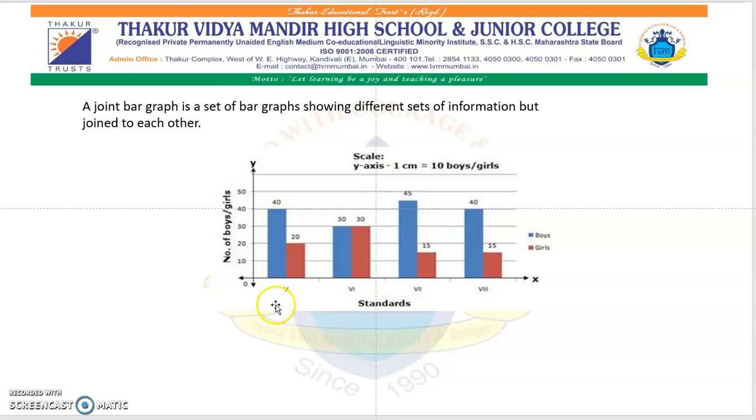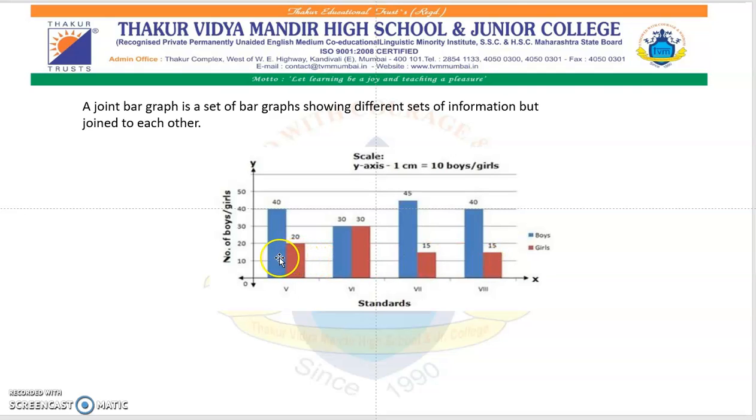Same way, two axes are there, x-axis and y-axis. On y-axis numbers are represented, on x-axis the standard is written: 5th, 6th, 7th and 8th. In the bar graph for the 5th standard, this blue one stands for boys, so 40 boys are there in the 5th standard and the number of girls is 20. Like this we have represented for 6th also, 7th also and 8th also.